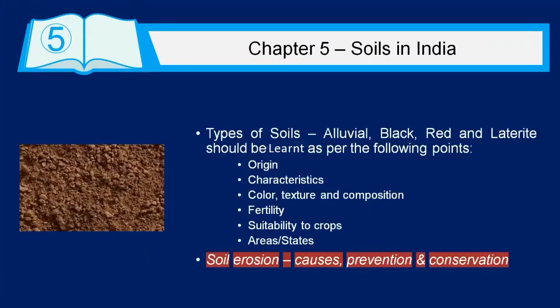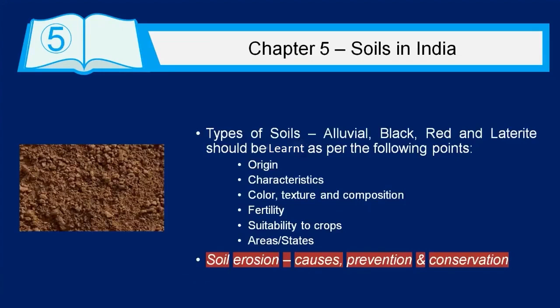In the chapter on soils, you have to study only 4 types of soils: alluvial soil, red soil, black soil and laterite soil. Each one of them must be studied under the headings origin, characteristics, composition, color and texture, fertility, suitability for crops and distribution in areas and states. To understand the origin of soils, you must revise the topic on rocks, igneous and metamorphic rocks.